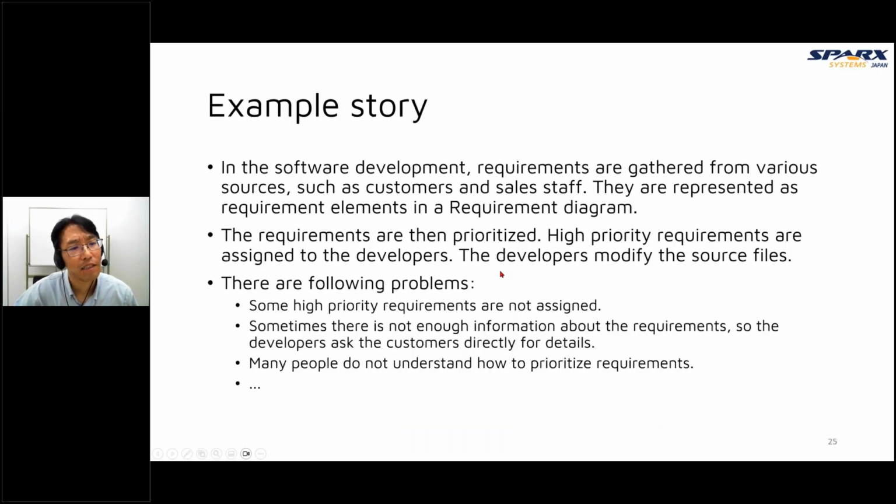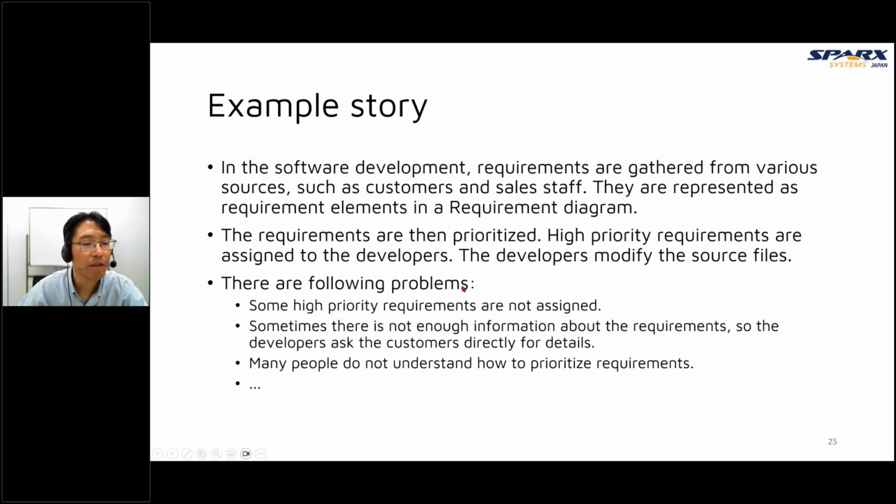And today's example story is maybe a very common story. In software development, requirements are gathered from various sources, and they are represented as requirements elements in the requirements diagram. And the requirements are prioritized, and high priority requirements are assigned to developers, and developers modify the source files. It's very simple, from requirements to source files.